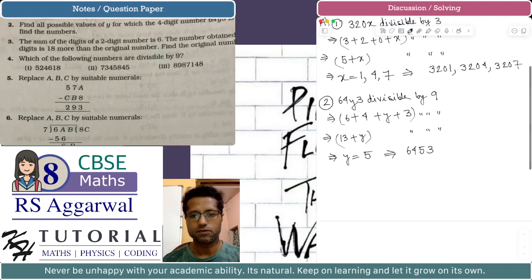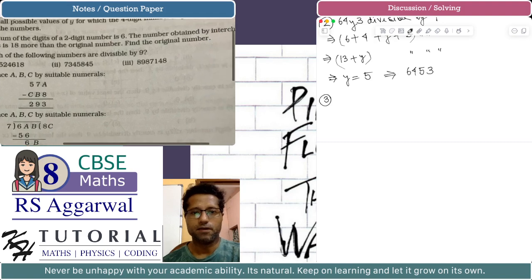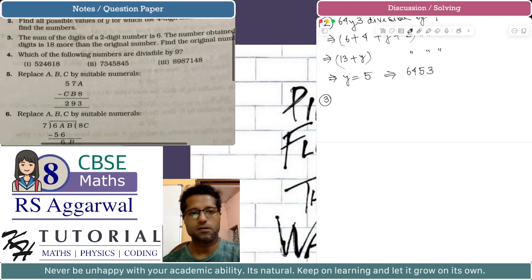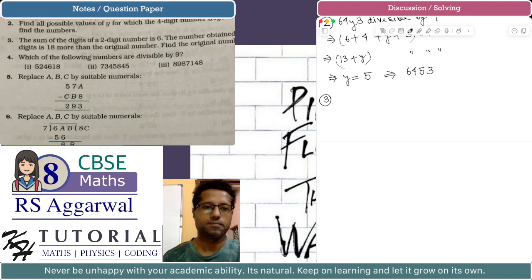Okay, let's do question number 3. The sum of the digits of a 2-digit number is 6. The number obtained by interchanging its digits is 18 more than the original number. Find the original number.